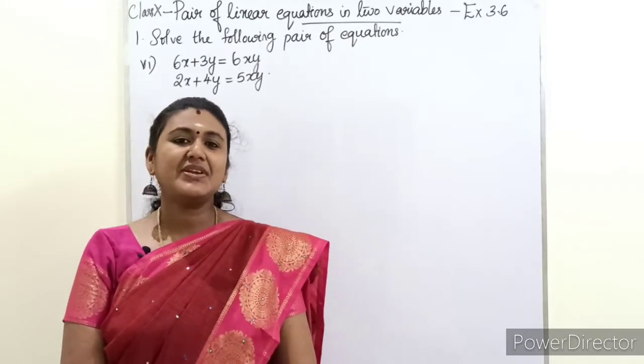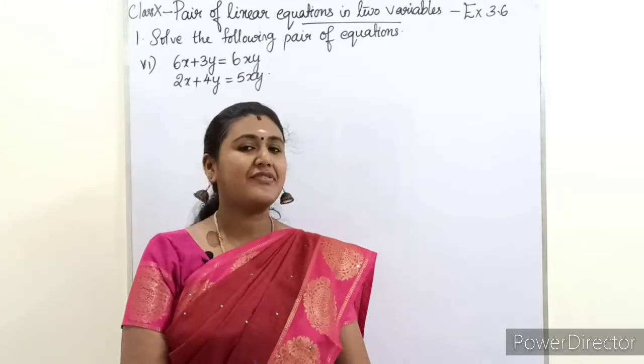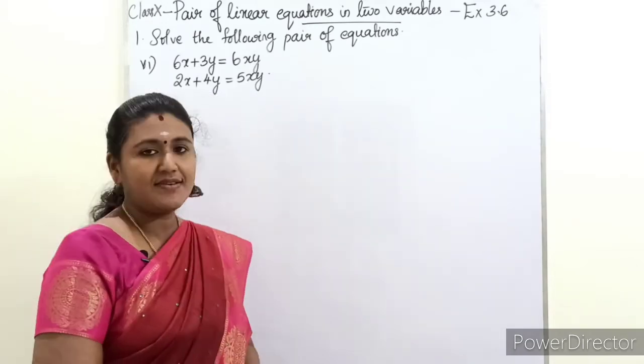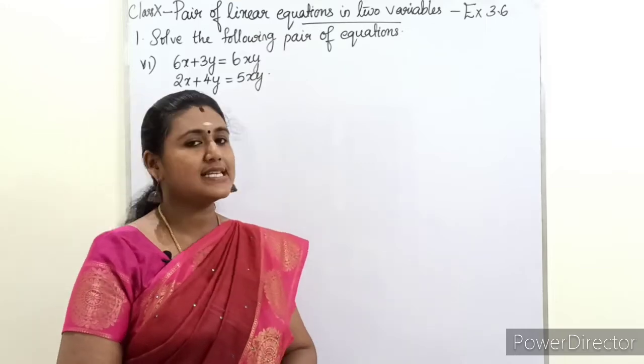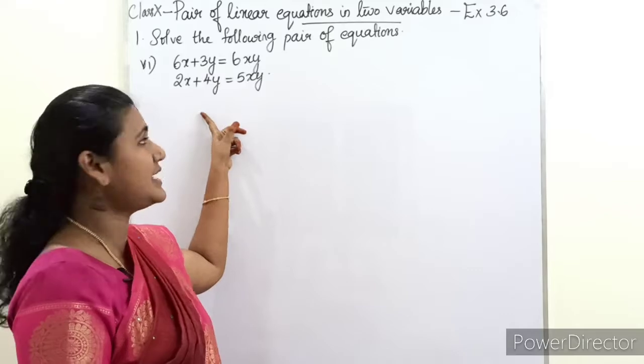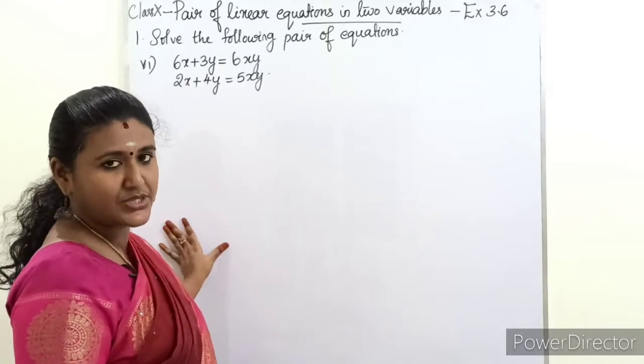In today's class, we will continue with the chapter Pair of Linear Equations in Two Variables of class 10. Already we have started exercise 3.6 and we have completed 5 subdivisions in the first question. Now we will see the sixth question.